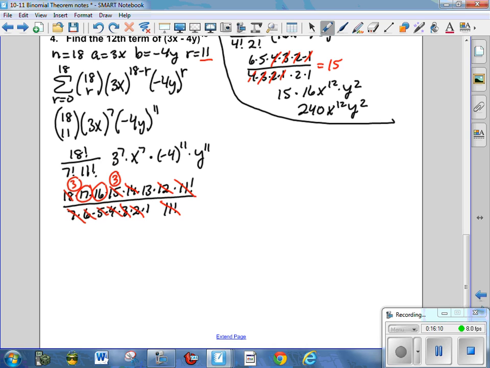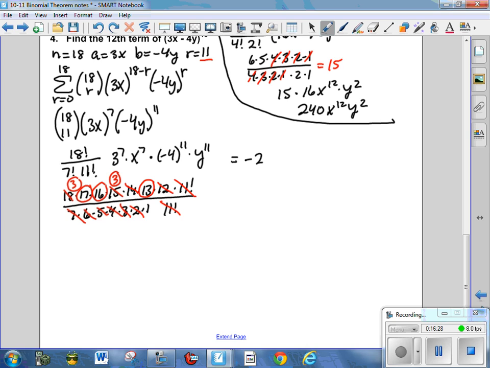Oh, wait a minute. Half point opportunity missed. Many of you are going, wait a minute, there's a 13 over there, you forgot. It's here. Sorry, got to do that too. Realize this is going to be a huge number. So when you multiply all that stuff left over in the numerator times 3 to the 7th times negative 4 to the 11th, you're going to end up with this.